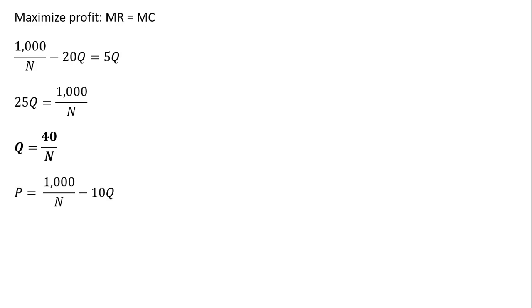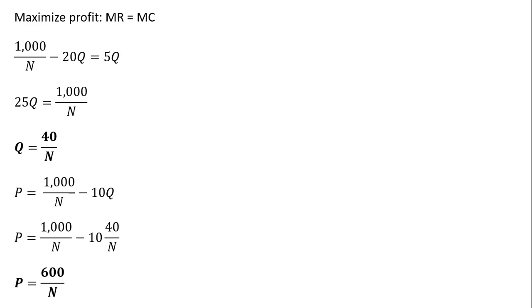For the profit maximizing price, we have our inverse demand. We're going to plug in for Q, 40 divided by n. So we're going to make a substitution in here for Q, and then we're going to just simplify this. We get 1,000 divided by n minus 400 divided by n, which just leaves us 600 divided by n. Here again, you can see as the number of firms increases, the price that any individual firm charges for lawn cutting will fall.